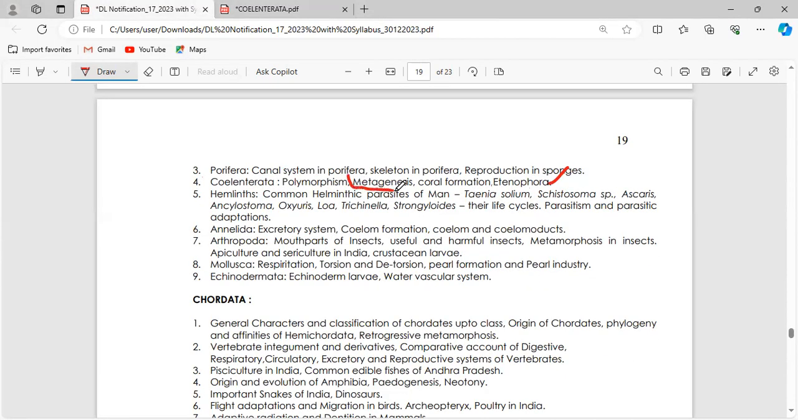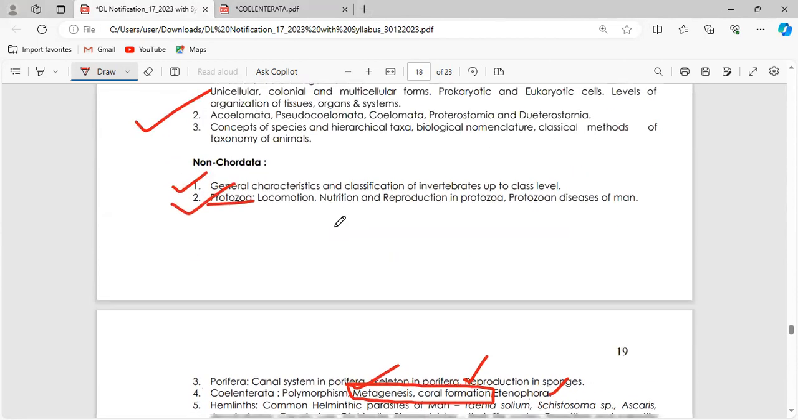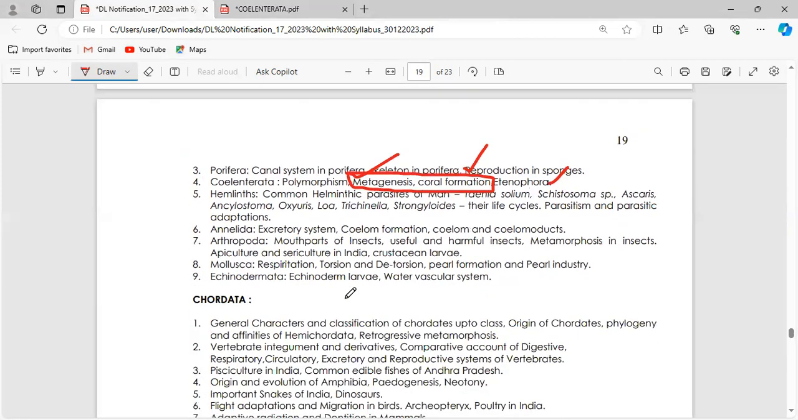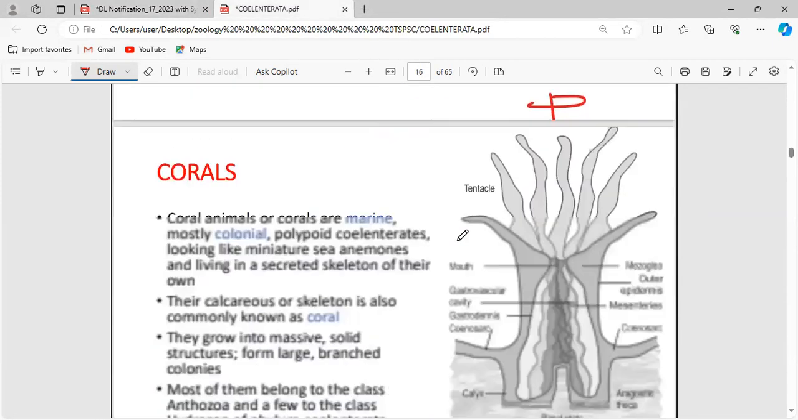Now, the only leftover parts are metagenesis and coral formation. Now, I am going to explain what is metagenesis. Tomorrow we'll finish the coral formation and tomorrow definitely there is a test for you. Kindly revise the PPT and come. After finishing the coral formation, I'm going to conduct a test. If we finish that, 3 topics, that is one unit, will be completed: protozoa, porifera and coelenterata.